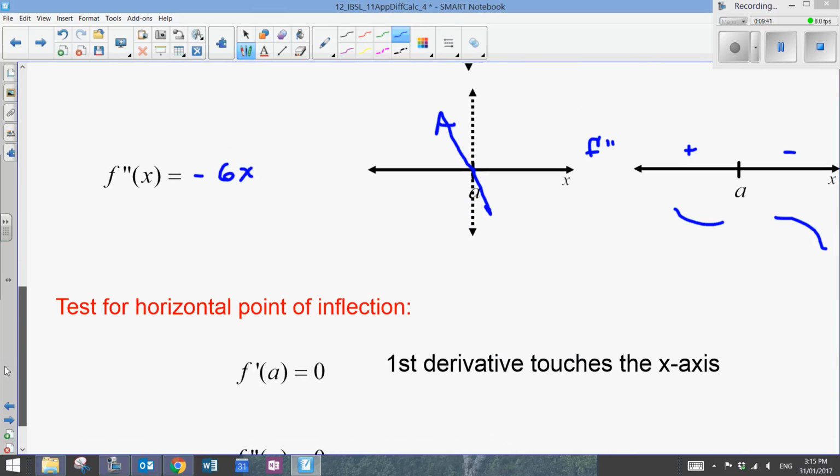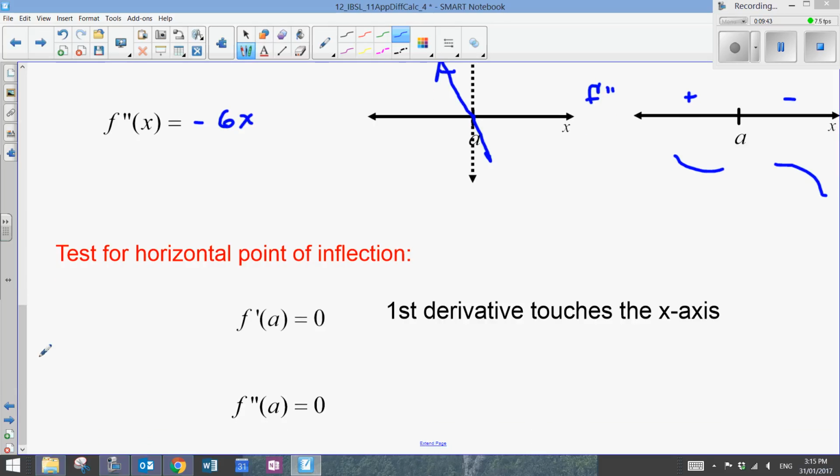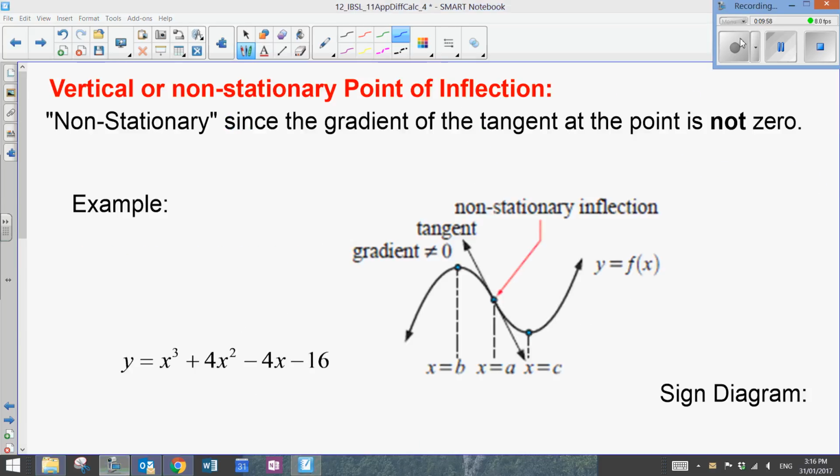All right, so in summary, to test for a horizontal point of inflection, I'm going to take my first derivative and set it equal to 0. And your second derivative would also wind up being equal to 0, is really what's going to happen there.